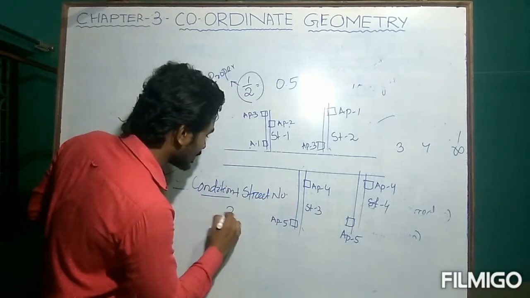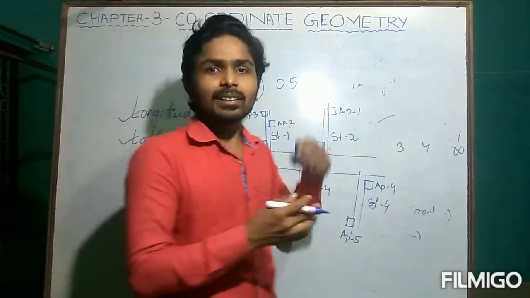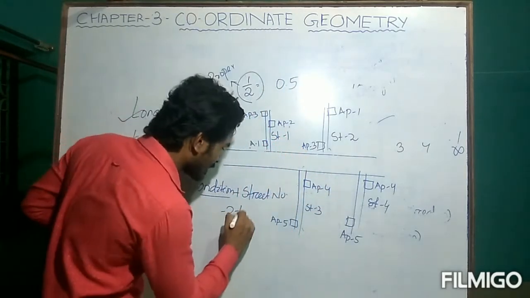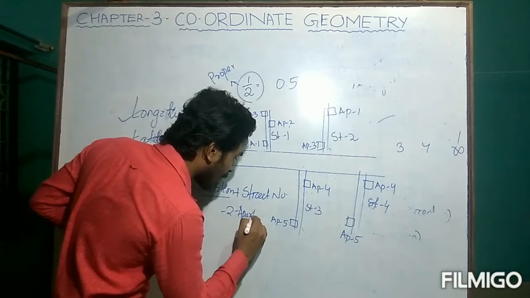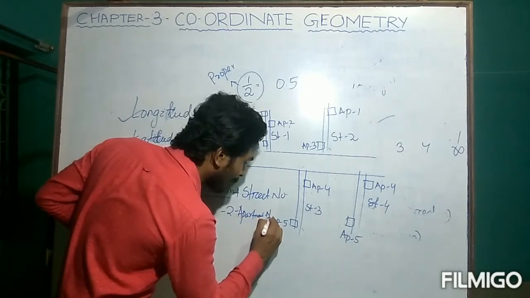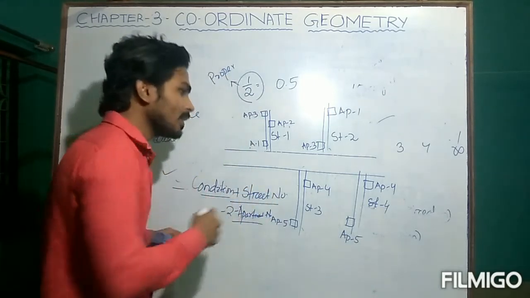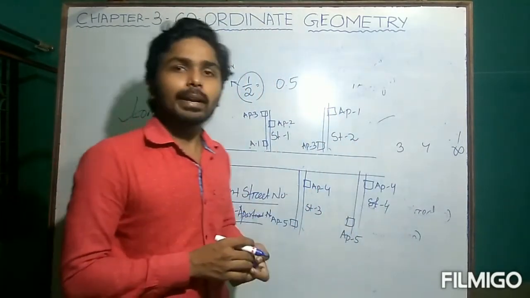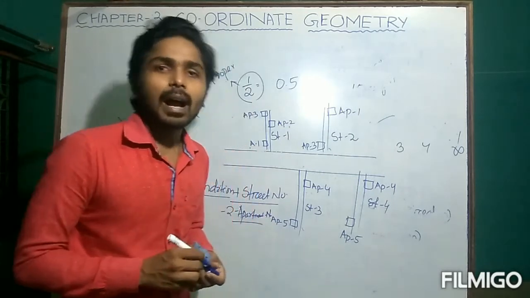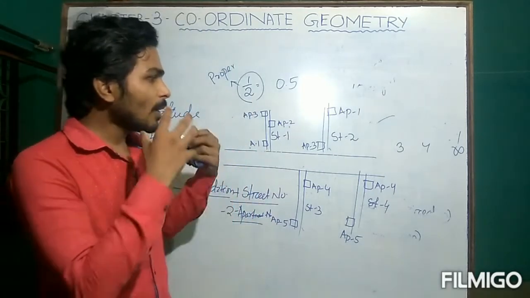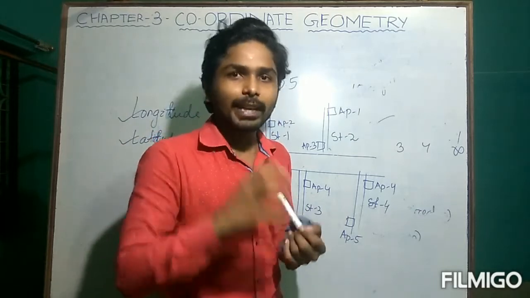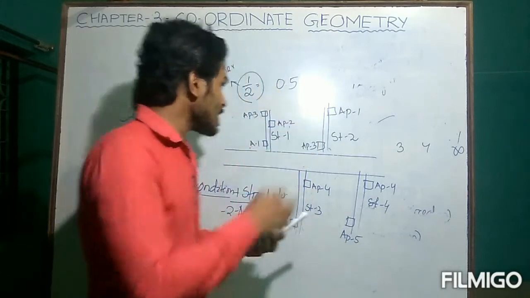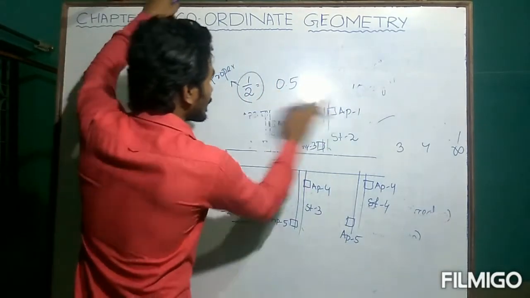And the second condition is what? I have to know the building number or number of apartment. So the second condition is apartment number. So these are the basic two conditions through which I can locate my friend's house. So in order to find out the exact position of a given point, we need two conditions. Let us take one more example also.